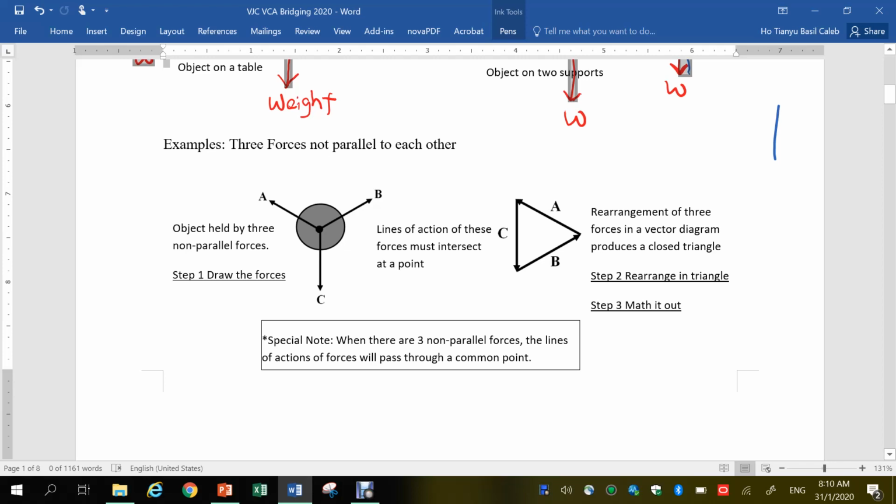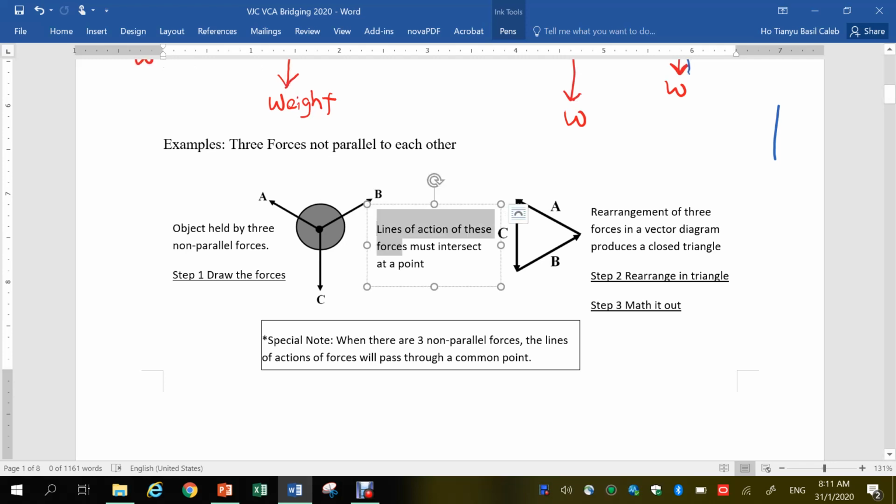So on the left hand side, where my mouse is, this is a diagram where there is a free body diagram showing three forces A, B, and C acting on the body. And if this object is in equilibrium, a few things must be true. Number one, the lines of action of these forces must intersect at a point.